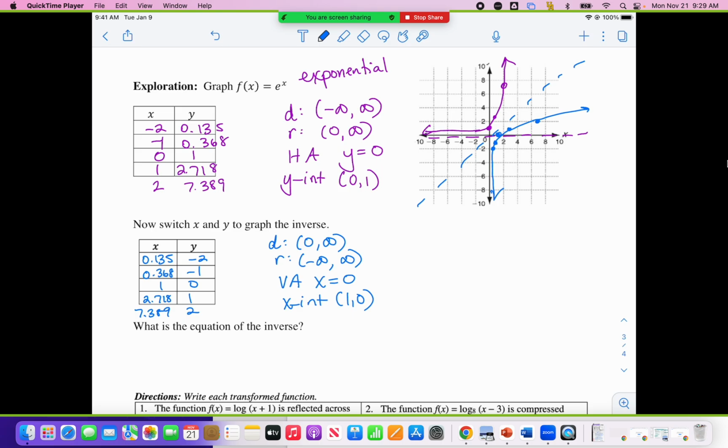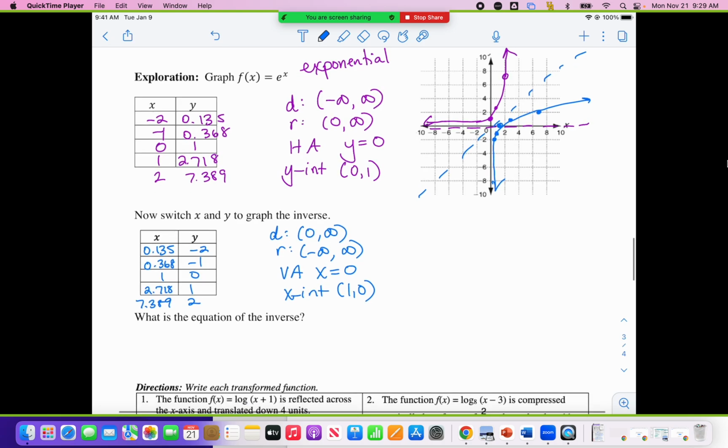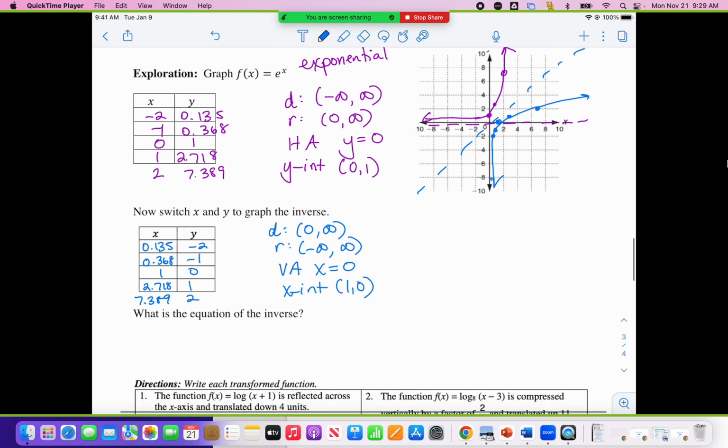All right, what is the equation of the inverse of f of x equals e to the x? What logarithm would it be? Mia, what do you think it is? It's natural log of x.